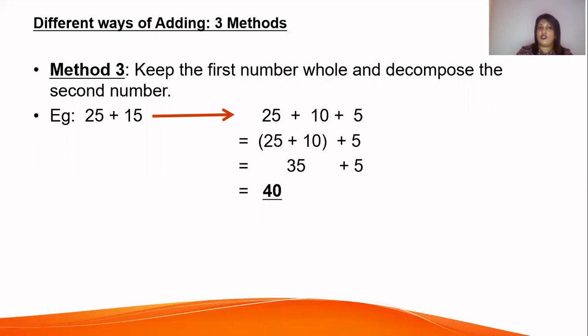The first one, you can change the order of the numbers, you get the same answer. The second one, you decompose or break down both numbers into their specific values. And the last one, you will keep the first number whole and you'll decompose the second number.